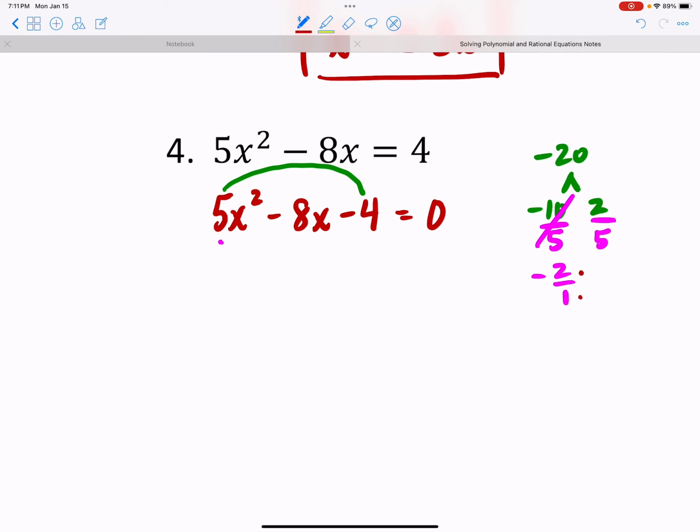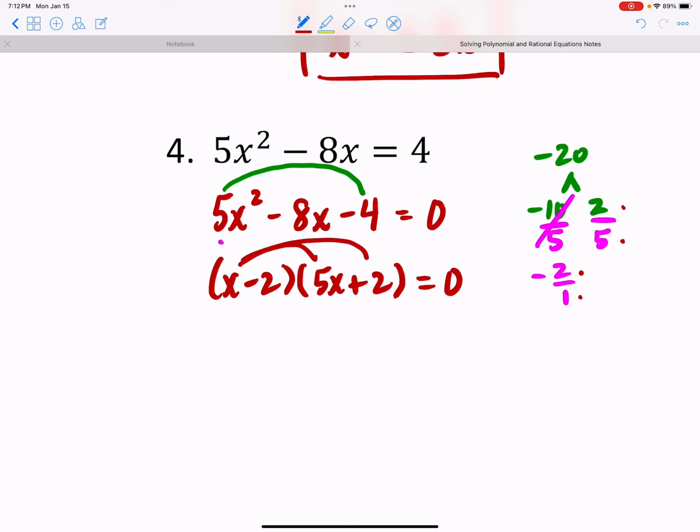So 1x minus 2 is going to be a factor, and then 5x plus 2 is going to be the other factor. And then just a quick check, there's my 5x squared, a positive 2, and negative 10 makes negative 8x, and then negative 4 at the end. So my factoring is good, and now I can easily get my solutions.